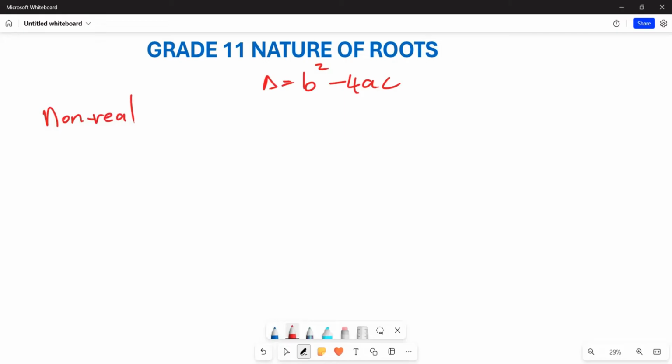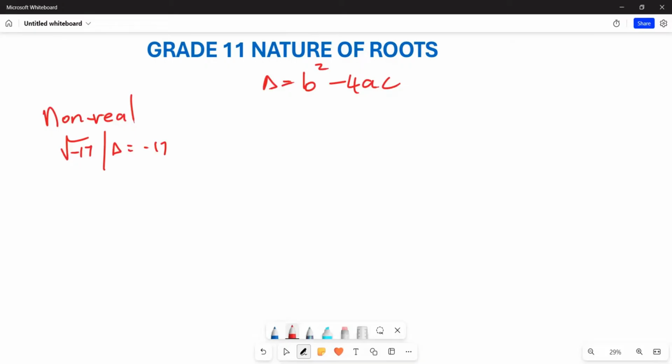What do we mean when the roots are non-real? For example, if I give you the square root of negative 17, is there anything that you can find? You'll realize that the square root of negative 17 does not exist. Or, for example, if I give you your delta, which is equal to negative 17, this is one of the typical examples of roots that are non-real.